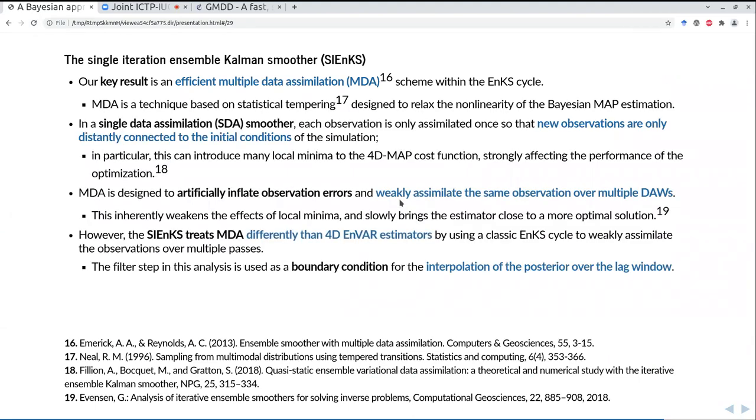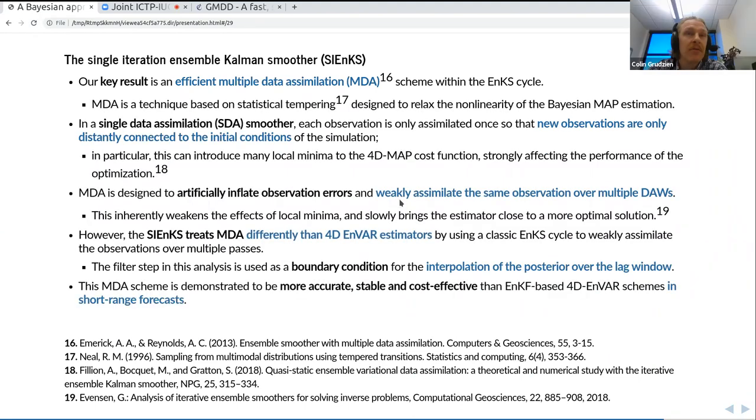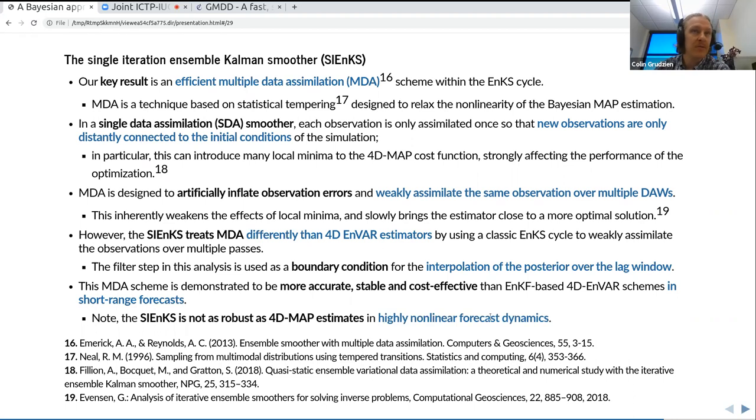So, where are we? In fact, what we demonstrated in a number of test cases is that this is a more accurate, more stable, and more cost-effective approach than similar ENKF-based 4D NVAR schemes in the short-range forecast setting. We want to emphasize that this is really for short-range forecasts, where this SI-ENKS is not as robust as the 4D MAP estimates when you have highly nonlinear forecast error dynamics. This is really relying on the notion that the tangent linear approximation is a fairly good approximation for the evolution between observation times.